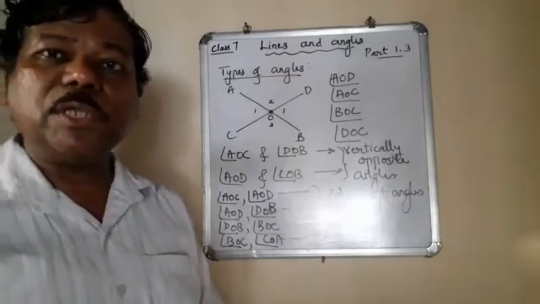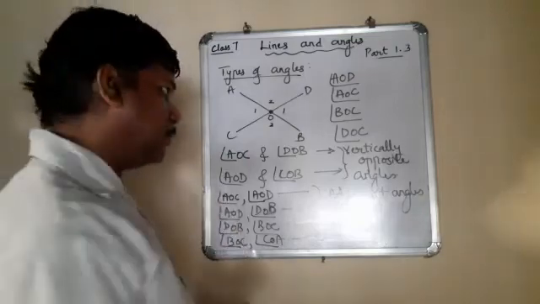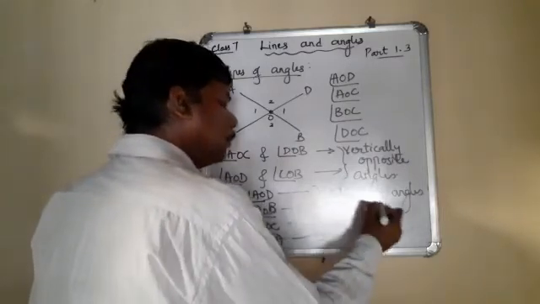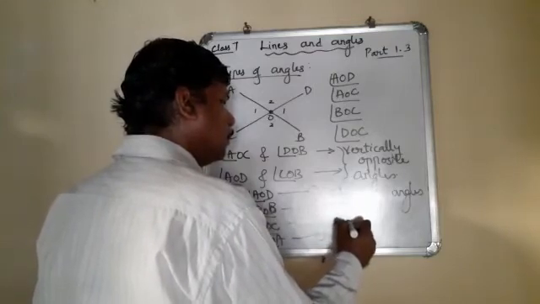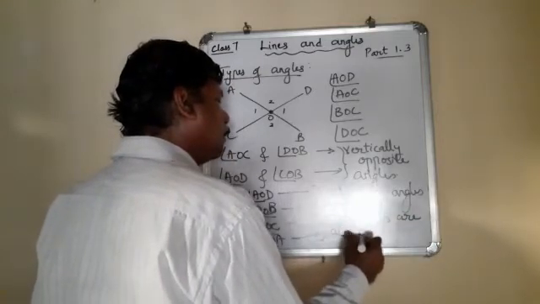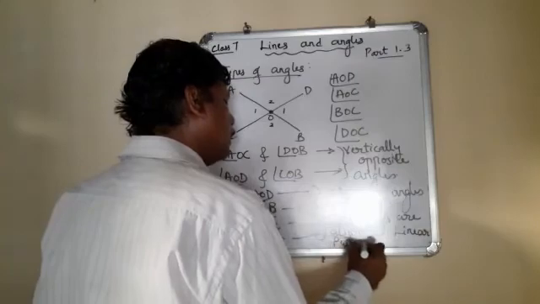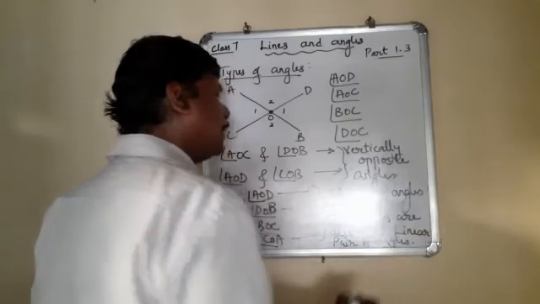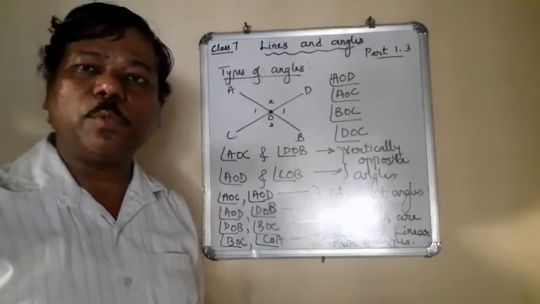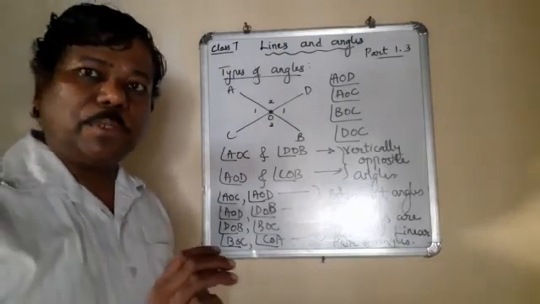So such kind of angles, which are going to be adjacent as well as supplementary, they are called a linear pair of angles. So these are all equal to 180 degrees. Such angles are also called a linear pair of angles. Only when they are adjacent, and the sum of them is equal to 180 degrees, only then we call them linear pair of angles.